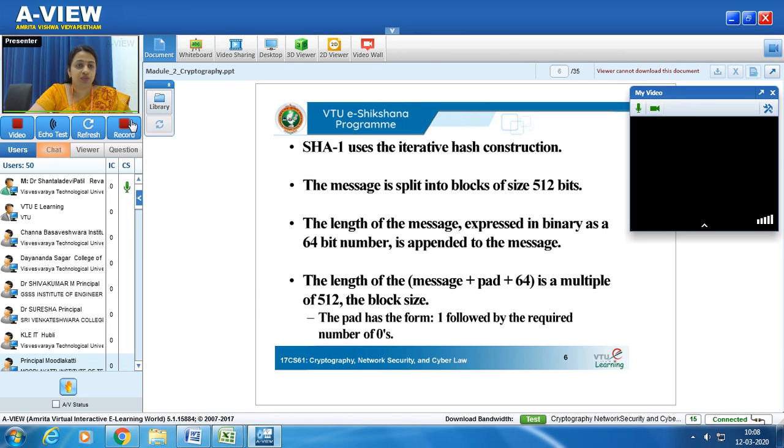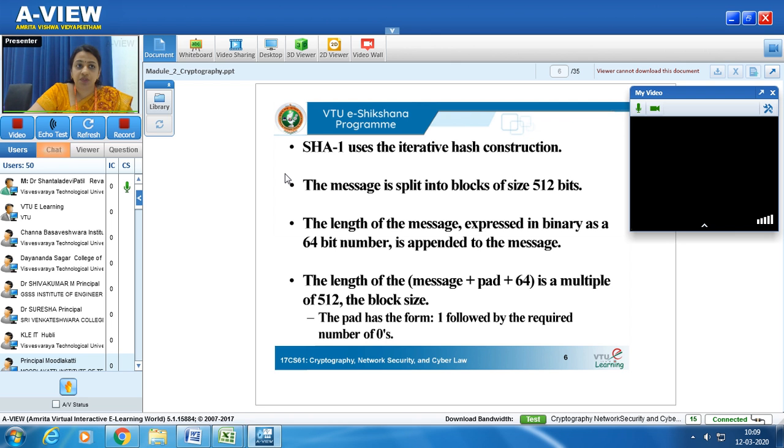We construct a hash using an iterative method, wherein we split the entire message into blocks of 512 bits. Now over here we can see that if there is a shortcoming in the number of bits, if it is not a multiple of 512, in that case we append the message. So the message is appended with a padding. Okay, so the actual message, along with that we have a padding.